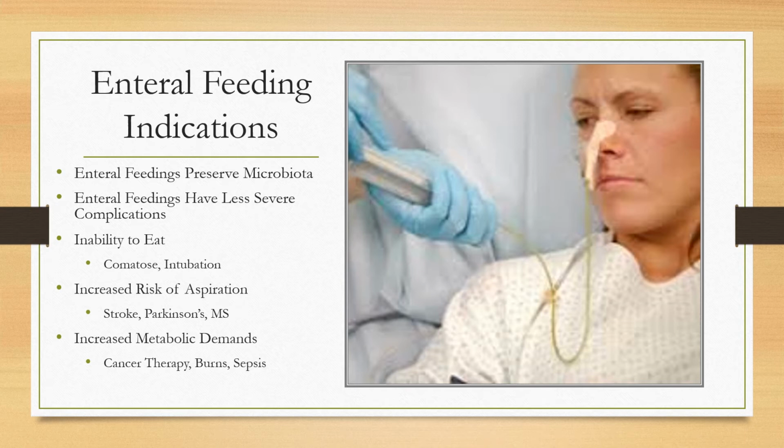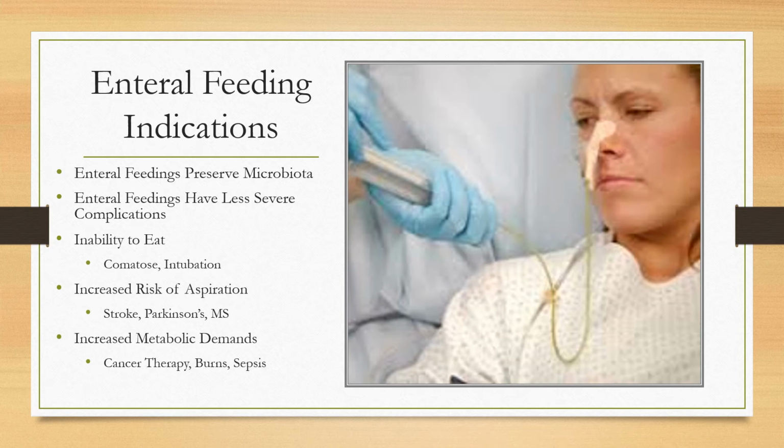Okay, so what are the reasons? I mentioned some of them. So an inability to eat. Say someone is comatose or they're intubated for a prolonged period of time. Now, they're going to start to lose weight. They're going to need nutrition, right? Someone who's at risk for aspiration.